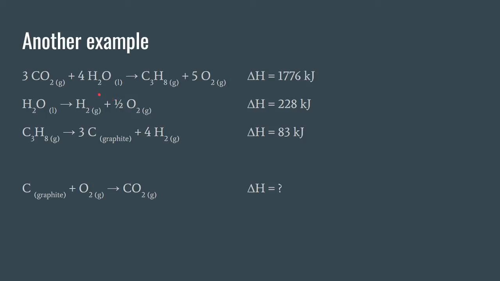So this is the only reaction that has carbon dioxide in it, right here. It has 3 carbon dioxide on the left. We need 1 carbon dioxide on the right. So we're going to once again flip this reaction and divide by 3. Flipping the reaction, we'll get the carbon dioxide on the right. Dividing by 3, we'll get this from 3 down to 1.